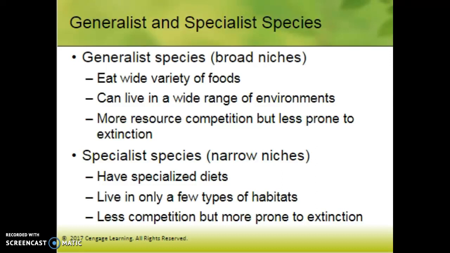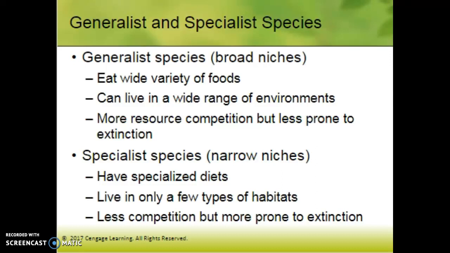Things that are broad, we call generalists because they can generally survive anywhere. They're going to eat a wide variety of foods, live in a wide range of environments, and there's certainly more competition because you can eat everything, so you're going to be fighting over everything. And you are less prone to extinction because if you run out of one type of food, you tend to move on to another. I'm focusing on foods, but we're also talking about range of environments, abiotic factors. Generalists basically can survive anywhere. Humans kind of would fall under that category.